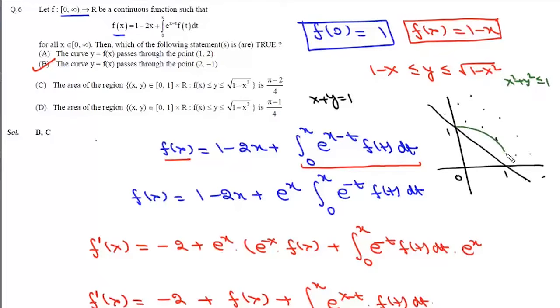So we are looking for this region which lies inside the circle but outside this line. Now we need to find this area. Now this area will be 1 by 4 area of quarter circle, which is pi r square, minus area of this triangle, which is 1 by 2. So this area will be (pi minus 2) by 4, and that's your option C. So the correct options are B and C.